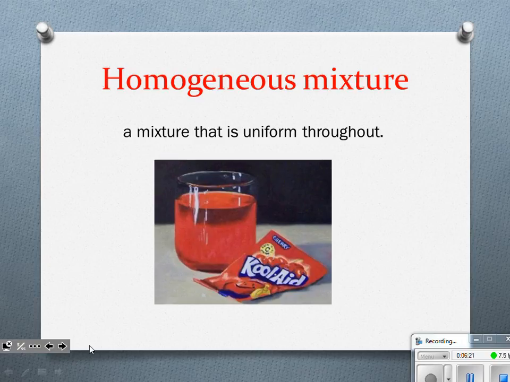I poured my little packet in, I added my water, I agitated it. What's that mean? Agitate it. Stirred it, mixed it up. And my final product is my glass of Kool-Aid. Now let me ask you this. Is that first drink I take going to be the same as the last drink I take? Remember, I told you that this is uniform. It should be.